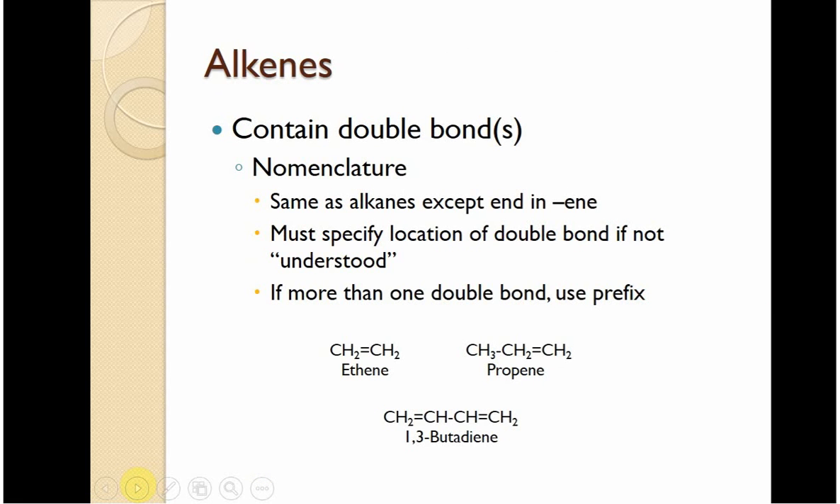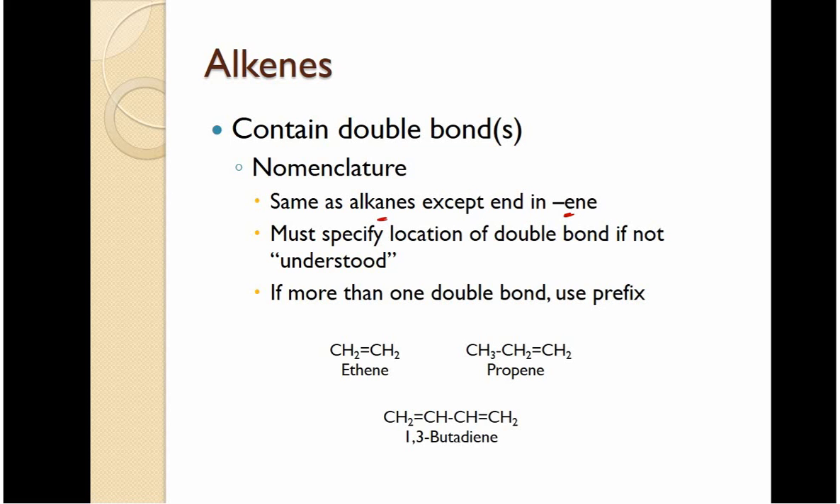So alkenes are going to have a double bond. Nomenclature is exactly the same as with alkanes. The only difference is that A changes to an E. And so guys, for a lot of the things here, spelling is super important. You know, one letter difference means a whole different type of bond, a whole different type of molecule.